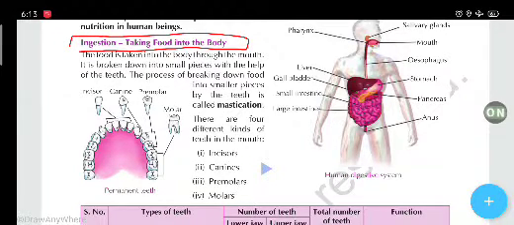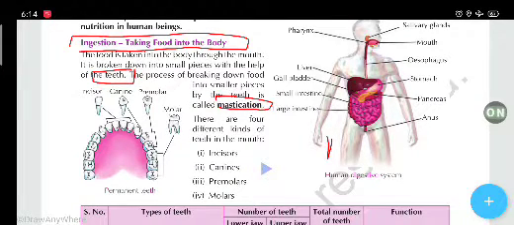So the food is taken into the body through the mouth, and it is broken down into small pieces with the help of our teeth. Students, what is the function of our teeth? For chewing the food into smaller pieces. So the process of breaking down food into smaller pieces by the teeth is called mastication.